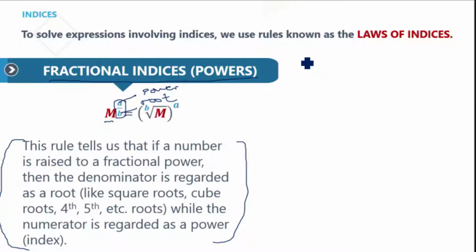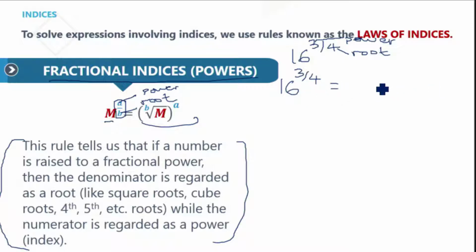So let's take some examples to illustrate this. Let's look at 16 raised to the power 3 over 4. So you can see that the power here is a fraction. So this rule is saying that the numerator is regarded as the power and the denominator is regarded as the root. So we're going to write this question in this form, okay? All right, so 16 raised to the power 3 over 4 is equal to, taking the denominator as the root, we have the fourth root, okay?